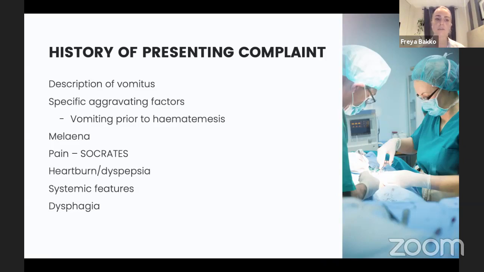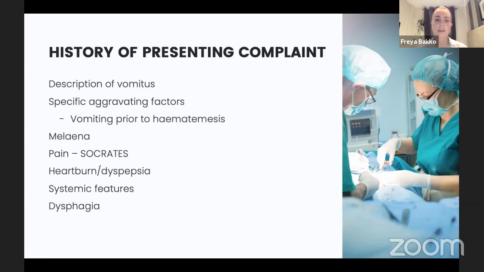Then you want to take a full pain history, which includes SOCRATES. So establish whether they've had any epigastric pain or any liver pain in particular, whether this pain is associated with eating or whether it's relieved by, for example, antacids. Then you want to establish whether it's radiating. Is it radiating to the back, for example, indicating maybe an aortic dissection or pancreatitis? And what time of day? Is the pain waking them up at night, which is quite a sinister type of pain? And how long has it been going on for?